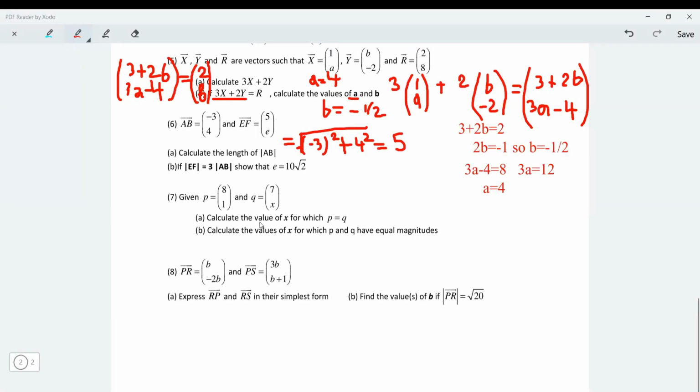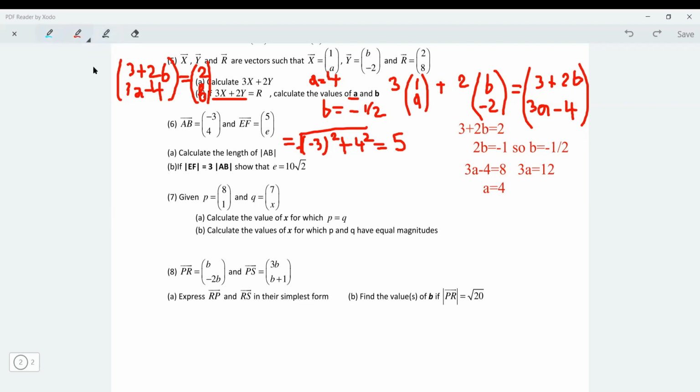Now this question says, calculate the value of x for which p equals q. If vector p is equal to vector q, right? This one is worded a little off. They're saying find x for which p is equal to q. If two vectors are equal, then their x components are equal and their y components are equal. So this one is already off, if you follow what I'm saying.